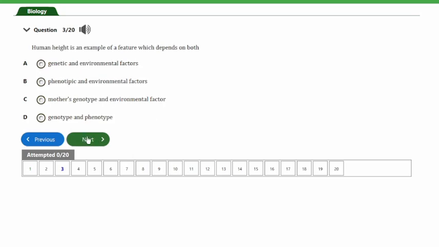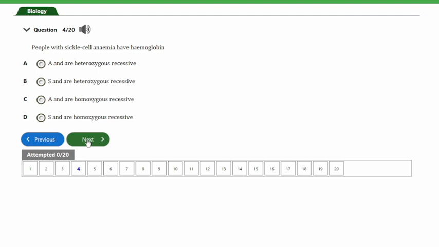It says, human height is an example of a feature which depends on both A. Genetic and environmental factors, B. Phenotypic and environmental factors, C. Mother's genotype and environmental factor, D. Genotype and phenotype. So guys, the answer to this question is option A, and that's genetic and environmental factors. So let's look at the next question, guys, and that's question number 4.